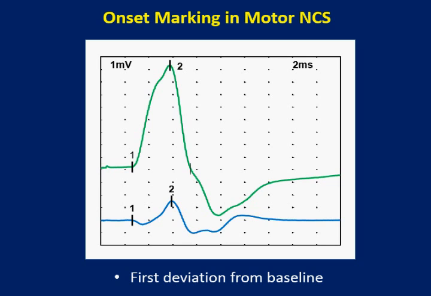That brings us to the next pitfall in marking the onset of a response. As discussed in the volume conduction section, the onset of the CMAP should always be measured from the first deviation from the baseline, regardless of whether it is initially going down or going up. The onset should be checked using a standard display gain as we just discussed.